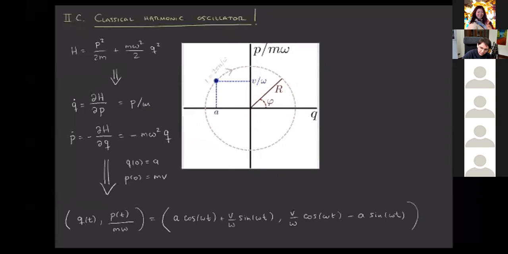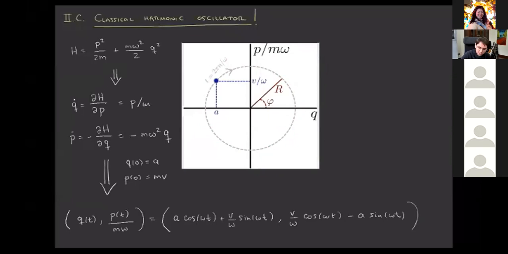And then after a time 2 pi over omega, it comes back to the original point. This is the reason why we call it harmonic oscillator, because it periodically comes back to the original point where we started in phase space.